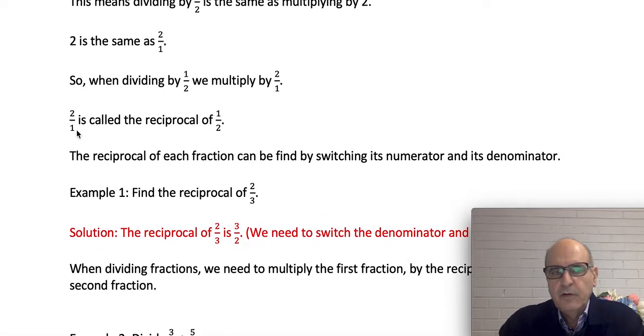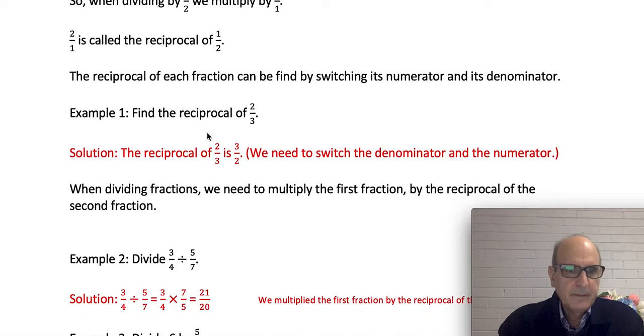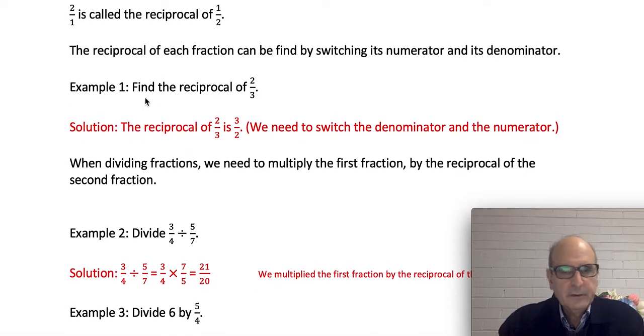Now, 2 over 1 is called the reciprocal of 1 over 2. To find the reciprocal of a fraction, you need to switch the top and the bottom. You need to flip the fraction. For example, if we want to find the reciprocal of 2 over 3, we switch 3 and 2. So 3 is going to be on the top and 2 at the bottom. The reciprocal of 2/3 is 3 over 2.